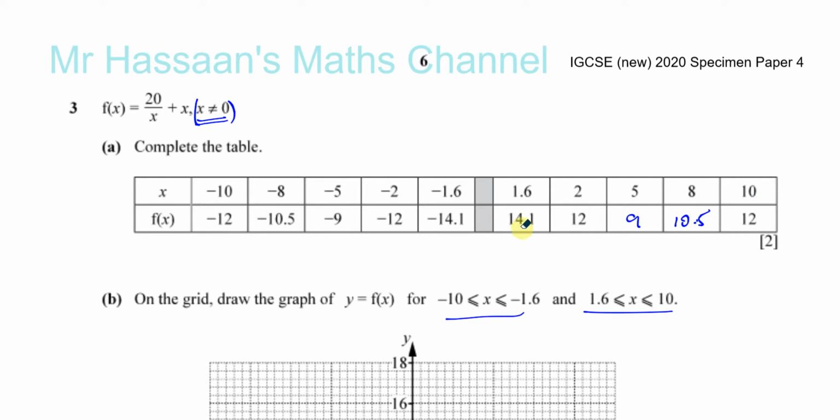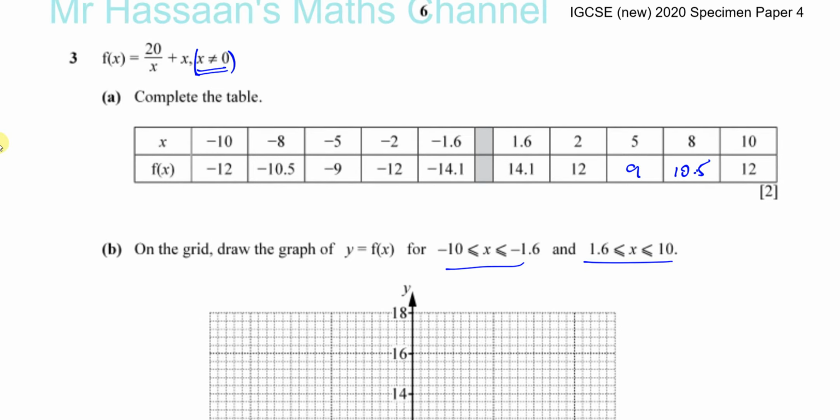They're exactly the same numbers, but just negative. Okay, you can see that you got minus 1.6, minus 2, minus 5, minus 8, minus 10, and the x's exactly the same but positive, and minus 14.1, minus 12, minus 9, and so on, exactly the same here but positive. So you could see that that's a pattern there anyway.